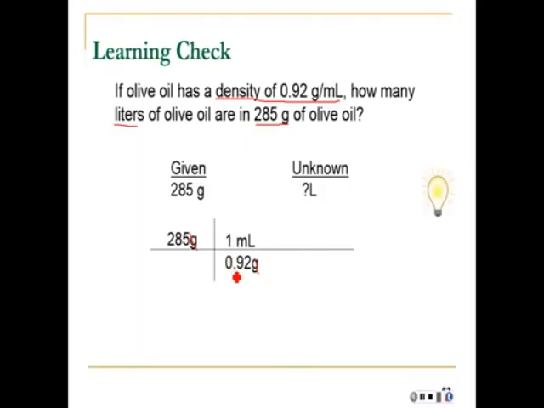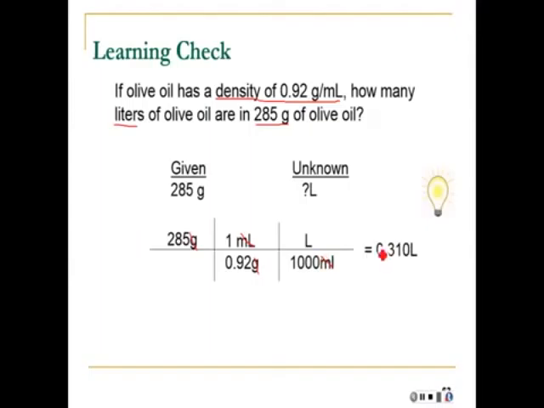So you notice I had to invert my density. I can cancel out my grams this way. So if I did the math, I get milliliters for an answer. And then lastly, it's to convert milliliters to liters. And I get 0.310 liters.